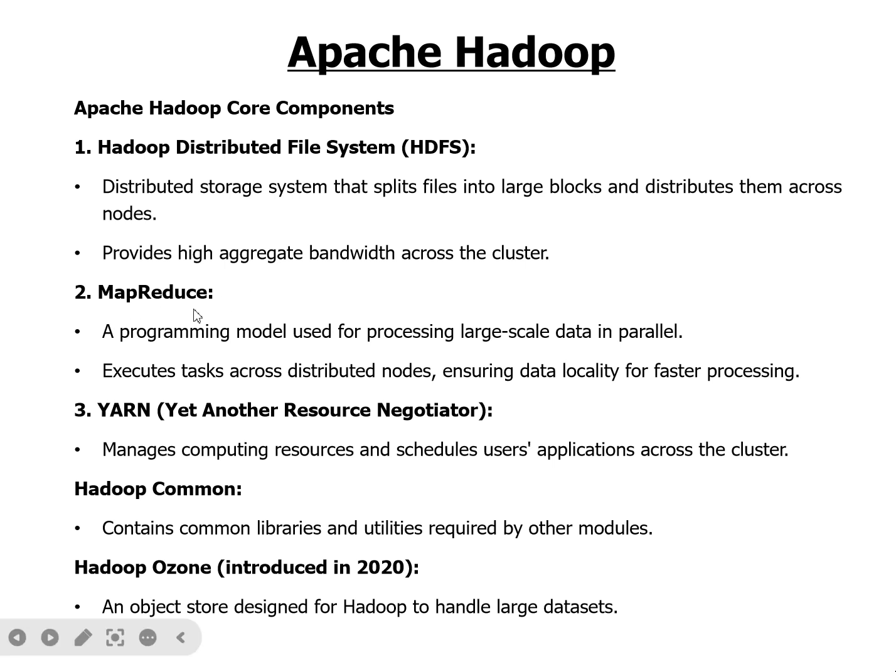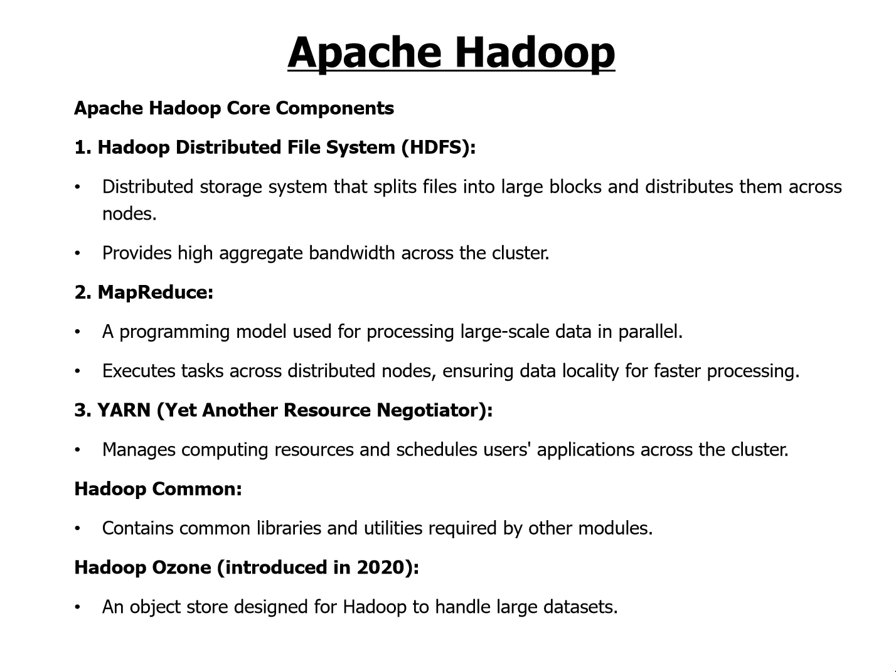Then we have the second component, MapReduce. This MapReduce programming model is used for processing large scale data in parallel. It executes tasks across the distributed nodes, ensuring data locality for faster processing. This is the main work of MapReduce.